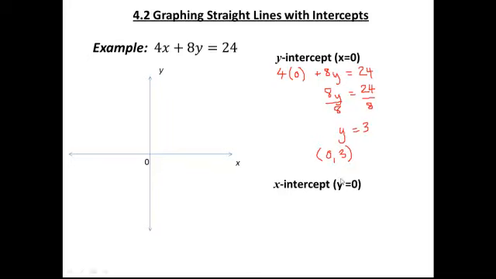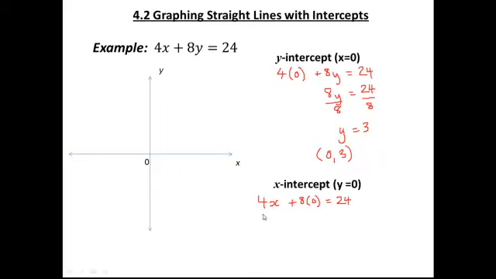Now let's do the x-intercept. Okay, so the opposite occurs here. On the x-axis, all of the y-coordinates of the points on that line are 0. So this time we're going to set y equal to 0. So I'm going to have 4x plus 8 times 0 is equal to 24.